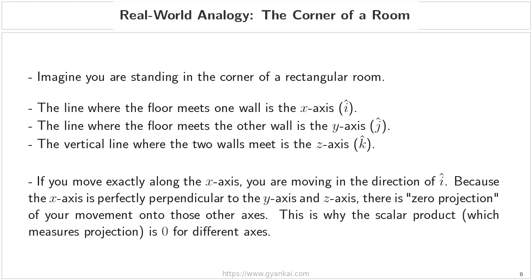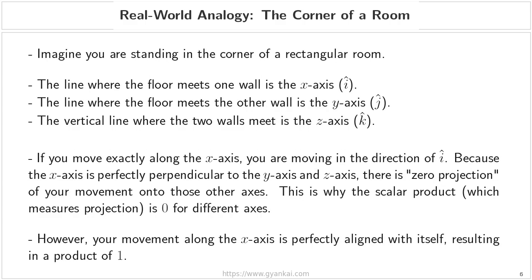Now, let's apply what we learned in the previous slides about the scalar product. Suppose you decide to take a step exactly along that first line on the floor, moving in the direction of i hat. Because the x-axis is perfectly perpendicular to both the y-axis and the z-axis, just like the walls of the room are perpendicular to the floor, there is absolutely no projection of your movement onto those other two directions. In other words, you aren't moving toward the other wall or up toward the ceiling at all. This is exactly why, as we saw in our derivation, the scalar product of different unit vectors equals 0.